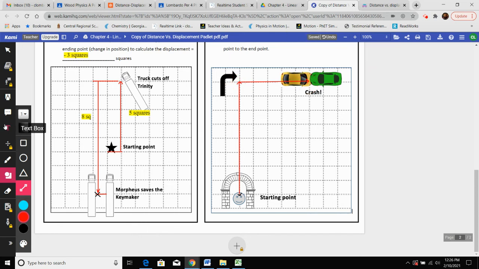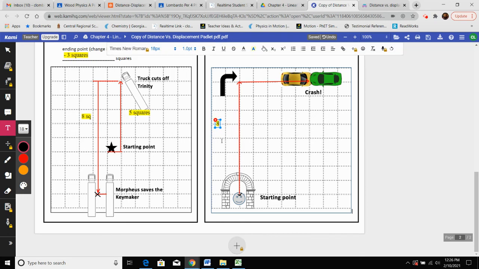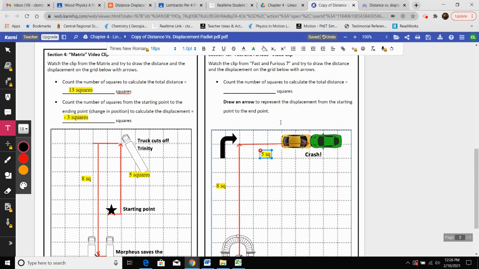How many boxes did we go up? We went 1, 2, 3, 4, 5, 6, 7, 8. So we got 8 squares again. And then over here we got 1, 2, 3, 4, 5. Now we got 5 squares. So count the total distance. Again, 8 and 5, when you add them together, that's going to give us a total of 13 squares.